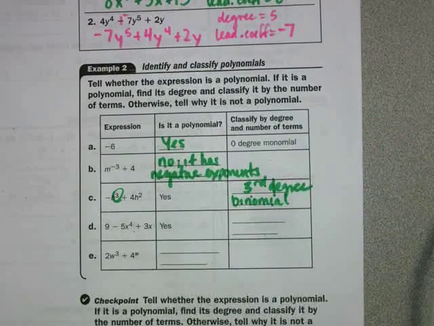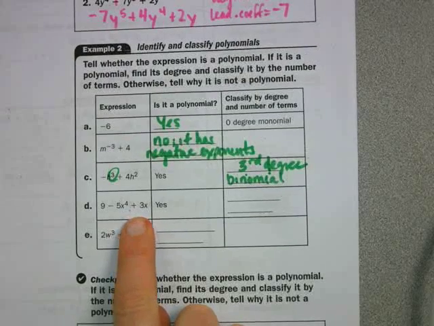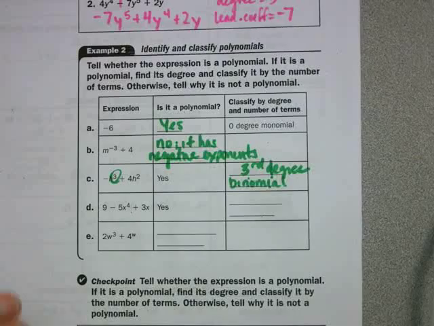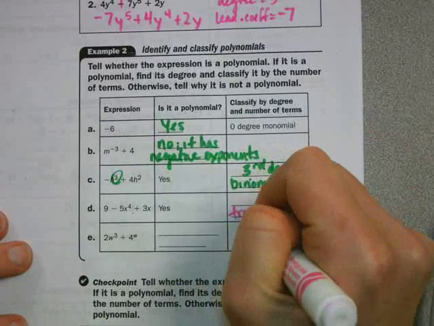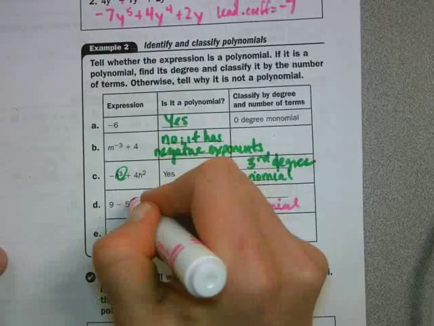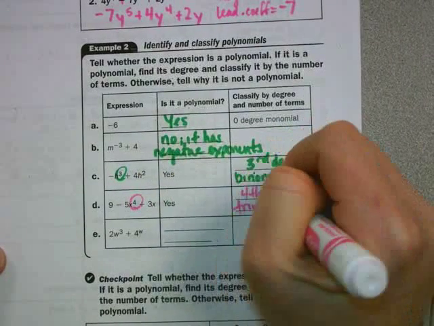All right, the next guy is not in descending order, you'll notice, so it's a little bit tricky. This is a polynomial. It's a trinomial. There are 3 terms there being separated by adding and subtracting. However, its greatest degree should be up at the front, and it's not. So this is the 4th degree.